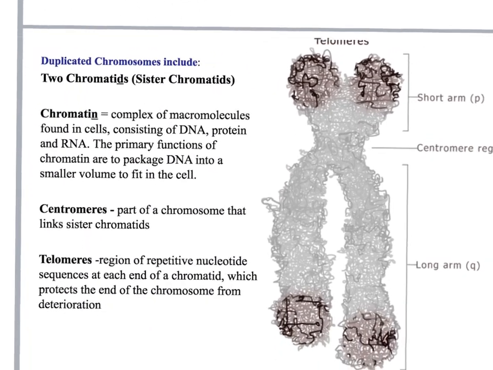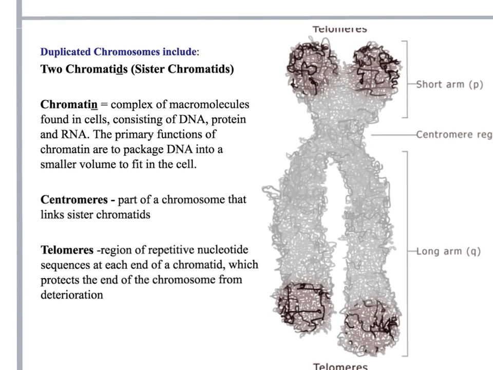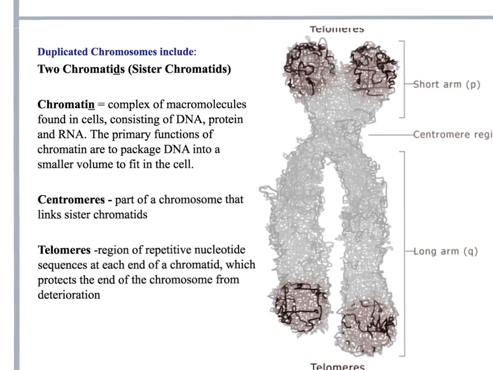So here's a good picture of what telomeres look like. In this slide we have a pair of chromosomes, and so they're two chromatids, or two sister chromatids. The chromatin is the macromolecules found in the cell that consist of our DNA, proteins, and RNA. And the primary function of chromatin is to package the DNA into a smaller volume to fit within the cell. And then the centromere, that central portion again, links the sister chromatids. It's a restricted site, and its job is to pull the two chromatids together.